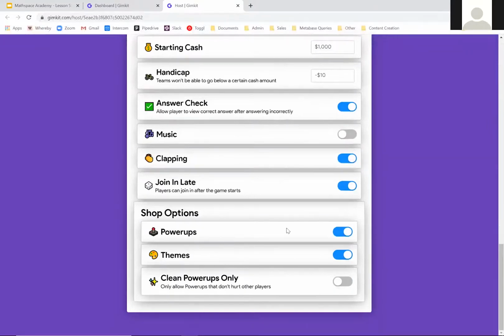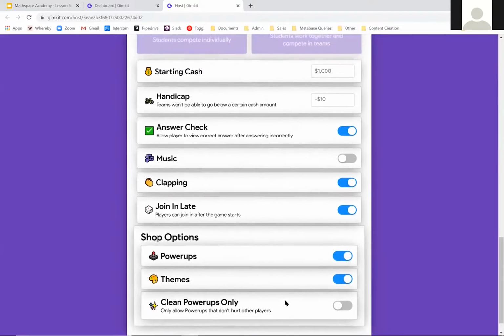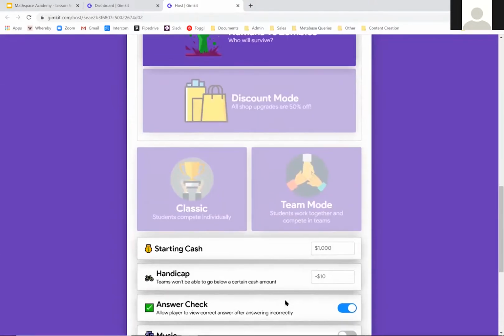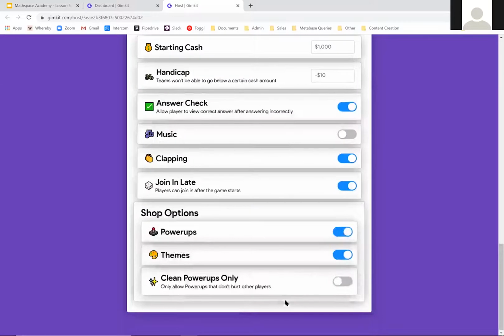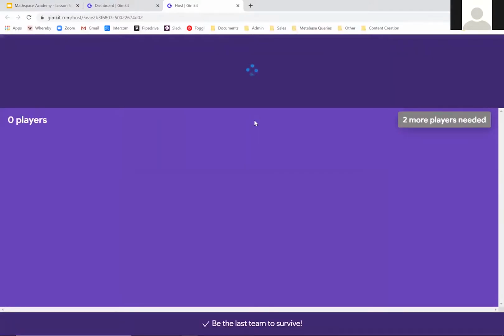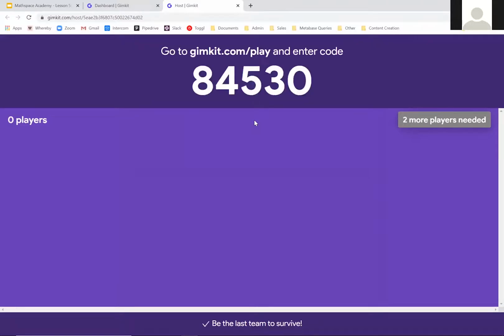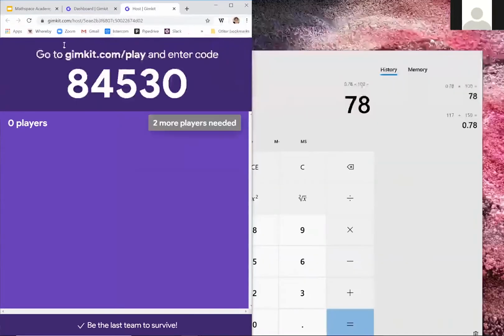This is definitely not the Sesame Street one. This is definitely the percentages, decimals, and fractions one. All right, so I'm going to start this. And stop spamming Isabella because we are definitely not doing that one. All right, so go to gymkit.com/play, and I'm going to split my screen.